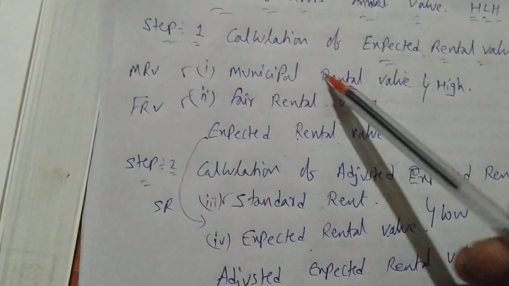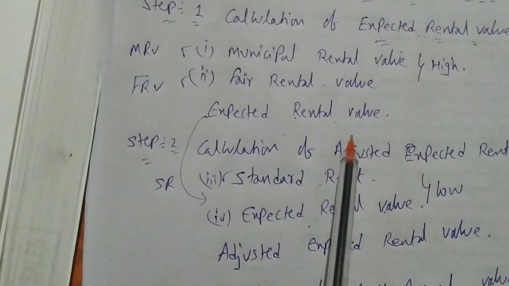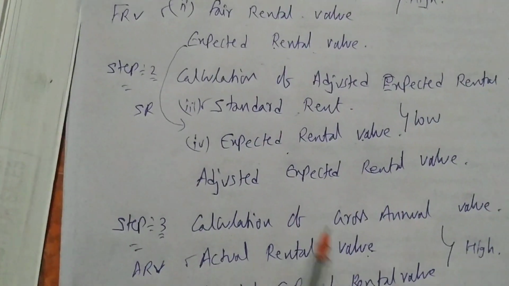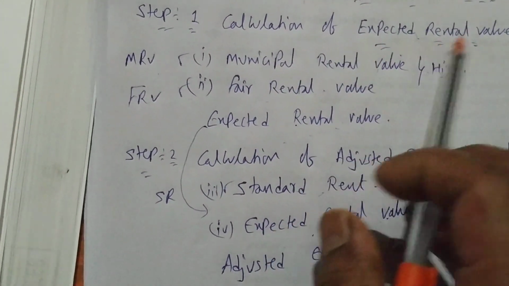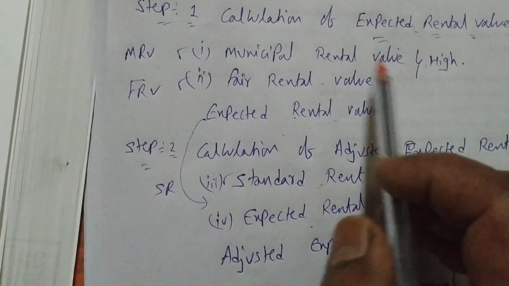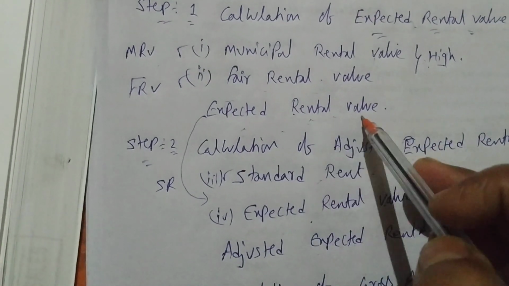So how are we finding out gross annual value? First step is expected rental value, next is adjusted expected rental value, and the third step is gross annual value. Step 1 is how to find out expected rental value: municipal rental value and fair rental value, whichever is highest, will be called expected rental value.